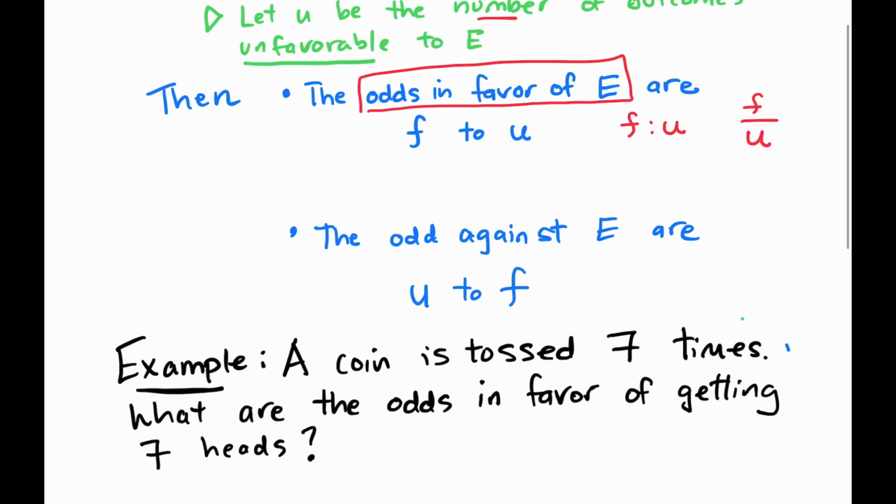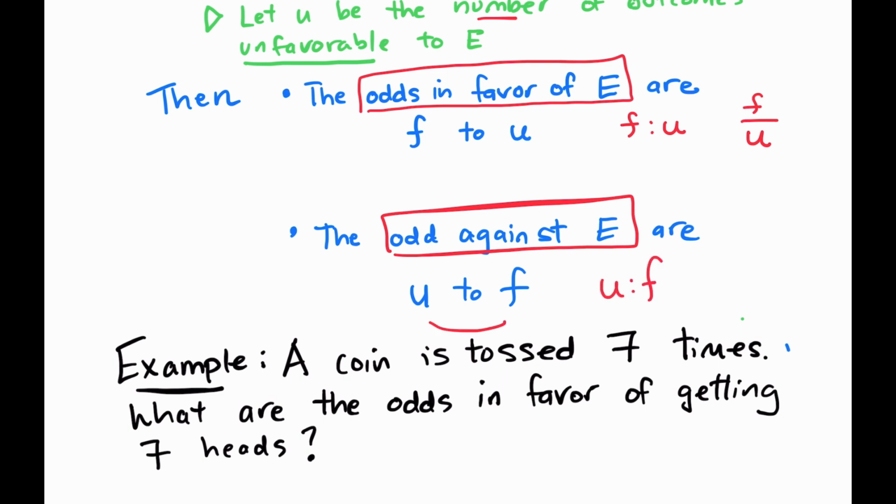And then we have the odds against E are given as U to F. So we just put the number of outcomes unfavorable to E first. That's the only thing that really happened. We just flipped these two things. And we could write this as U:F, and calculated as a number, this would be U divided by F.